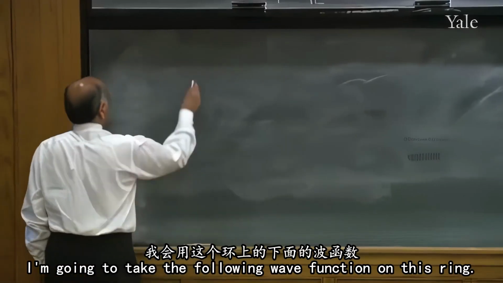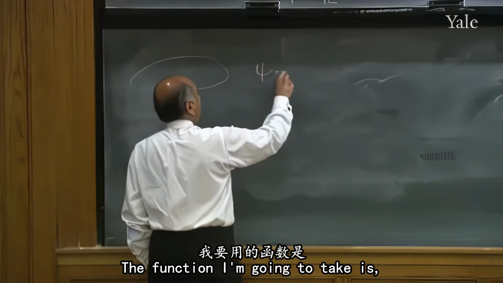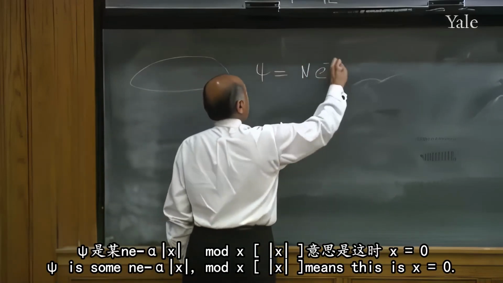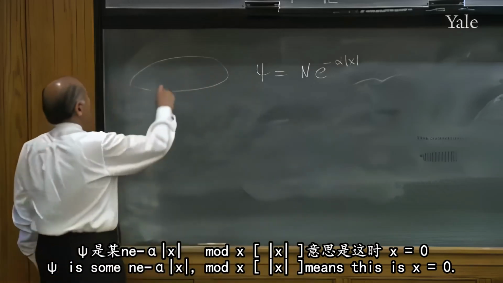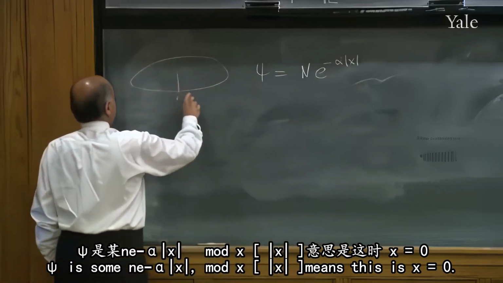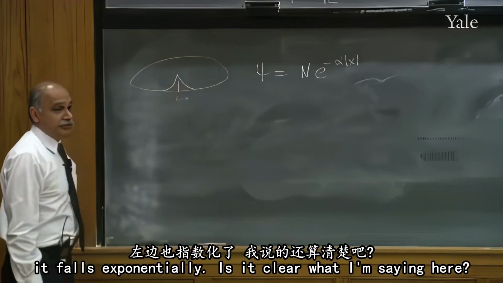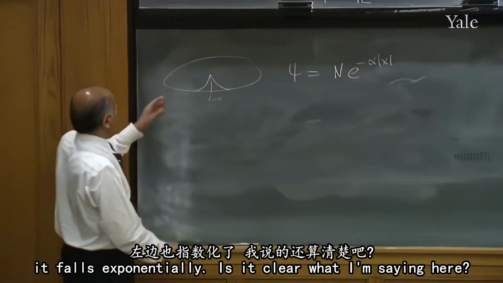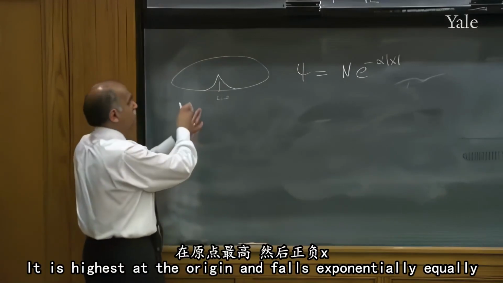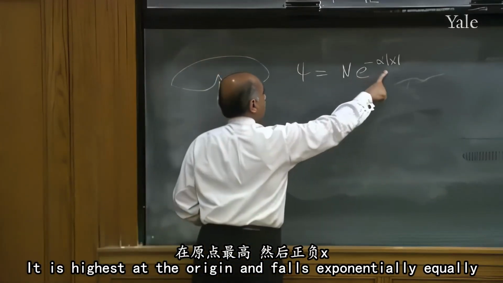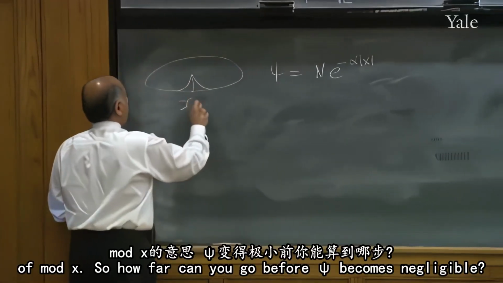I'm going to take the following wave function on this ring. The function I'm going to take is psi is some n e to the minus alpha mod x. Mod x means this is x equal to 0. To the right, it falls exponentially, and to the left, it falls exponentially. Is it clear what I'm saying here? This is my ring, and I'm trying to plot the function. It is highest at the origin and falls exponentially equally for positive and negative x. So that's the meaning of mod x.